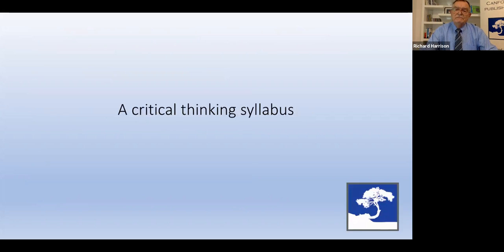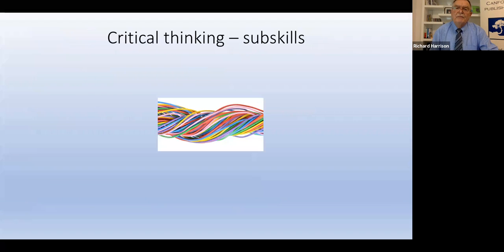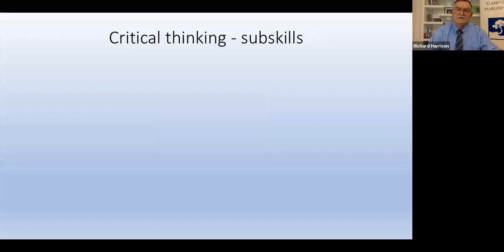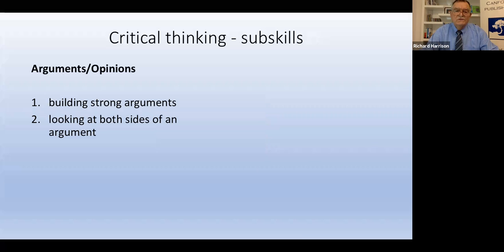Right, let's move on to the next one, which is the critical thinking syllabus approach. This is getting a syllabus alongside your existing syllabus. I think of critical thinking as a number of sub-skills, a kind of bundle of skills, rather like reading or writing or listening or speaking. They're not just one skill, they are a bundle of sub-skills. And so critical thinking, I believe, is the same. So I've tried to break down these sub-skills, and these are the elements of the course.